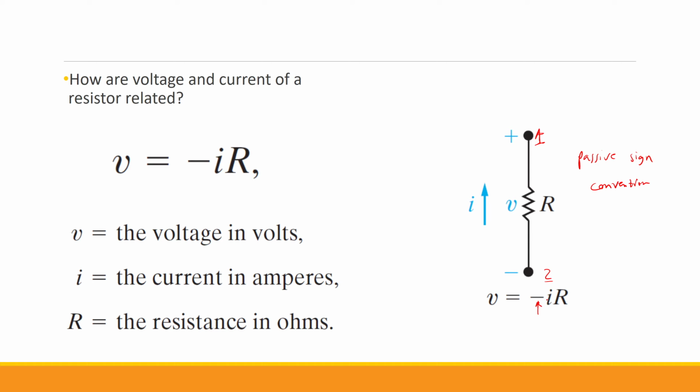Again, this negative sign does not say anything about the exact values of these three variables. So this V can be negative, or this I can be negative. This negative sign only talks about the sign in the equation, not the specific values.